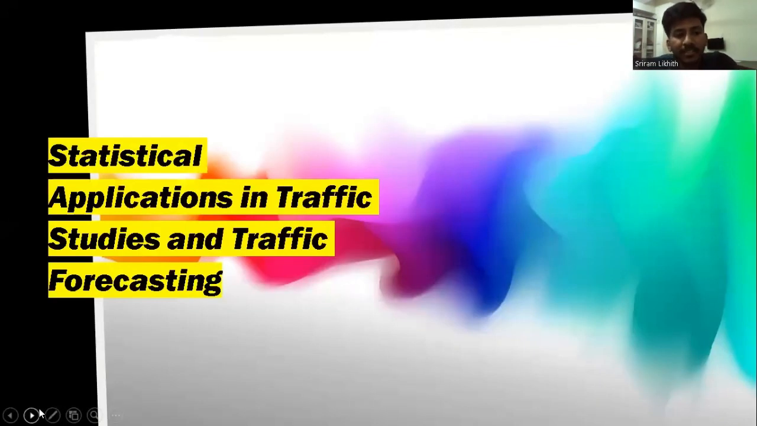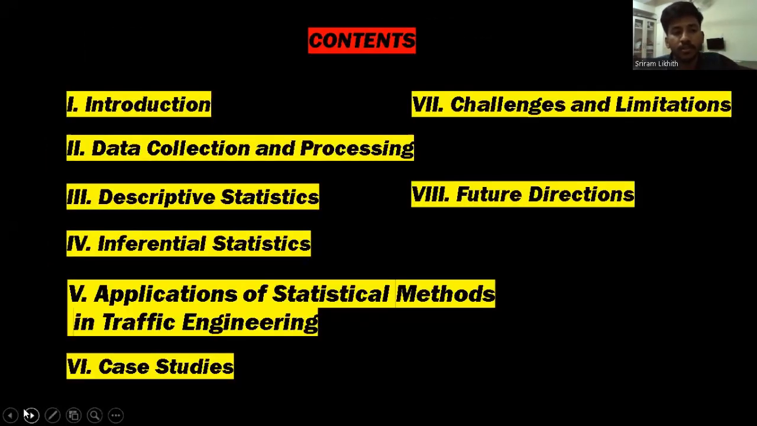So our topic is statistical applications in traffic studies and traffic forecasting. We'll be looking at what contents we'll be discussing in this video. The contents are: first, we'll introduce the statistical planning which will be done for the traffic planning, the data collection and processing, descriptive statistics, inferential statistics, application of statistical methods in traffic engineering, case studies, challenges and qualities, and future directions.